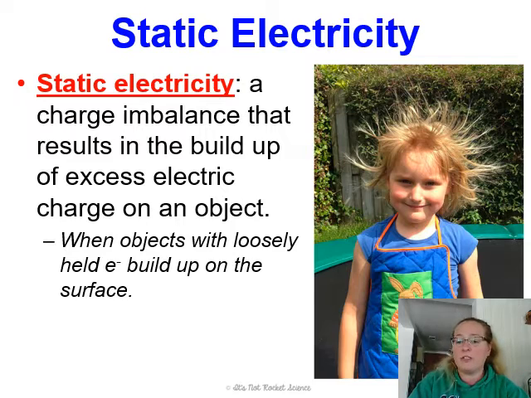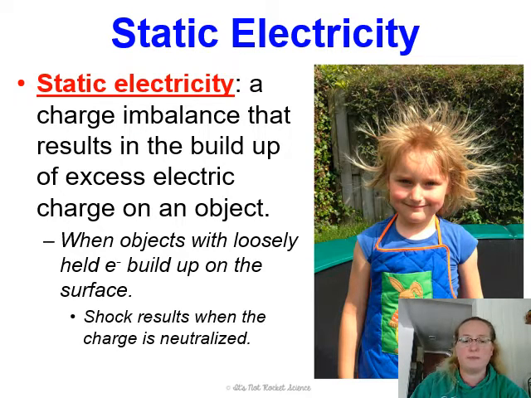A lot of us have probably experienced this if you sashay across the floor in socks on a carpet, and then you touch your brother, your sister, or one of your parents, and you shock them. That is thanks to static electricity. The shock that you experience is when that charge is neutralized. You're discharging that buildup of electrons, that negative energy is being discharged, and that's what creates that static shock.